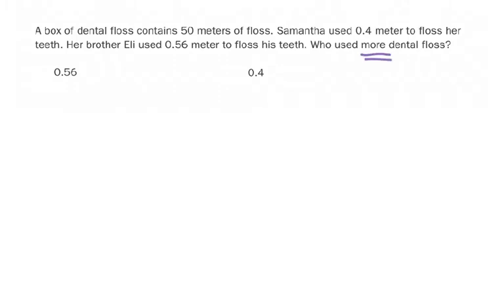So here is Eli's, and here is Samantha's. What I'd like you to do is write an equation or show a picture to show who used more. Go ahead and pause your video.